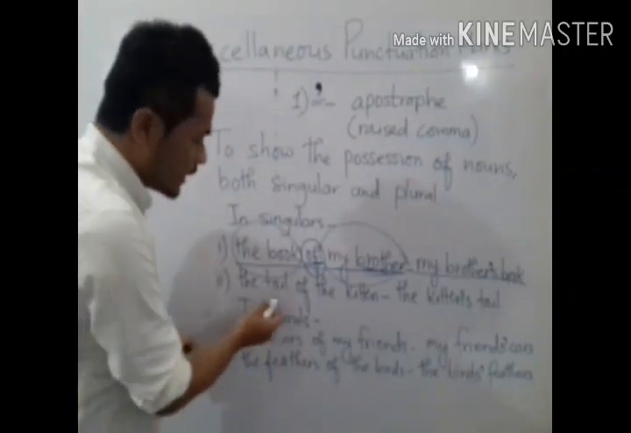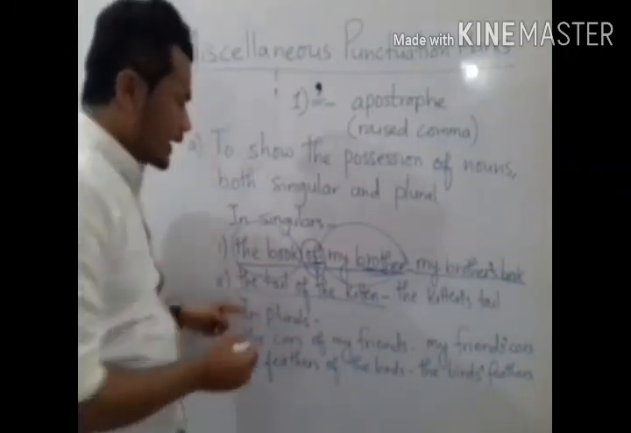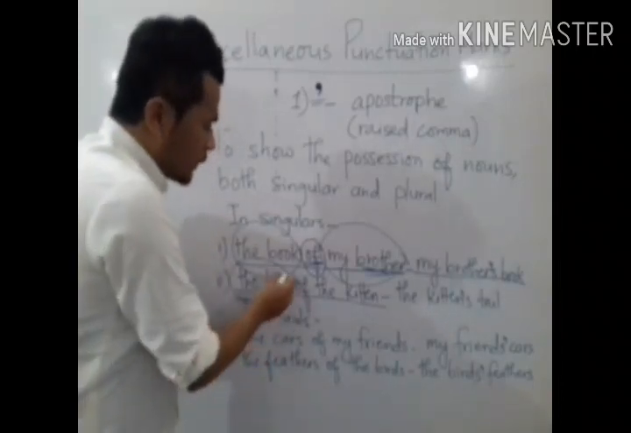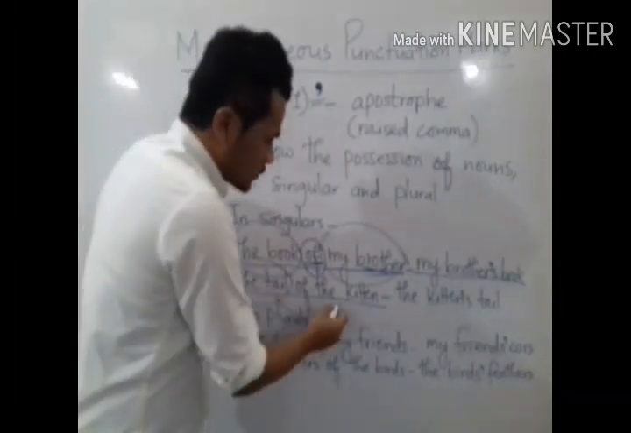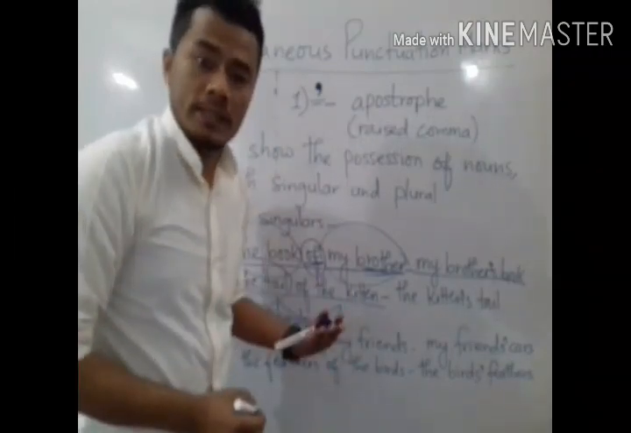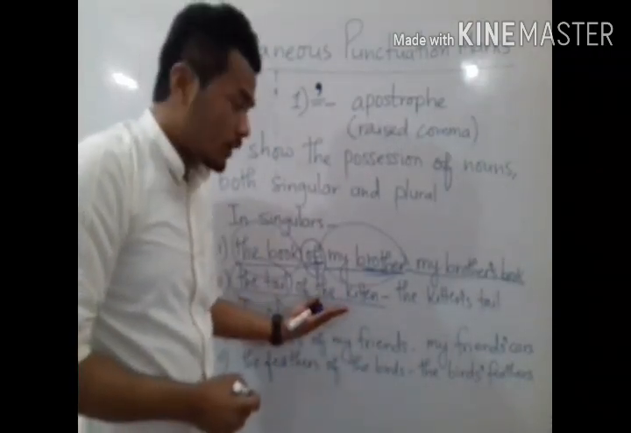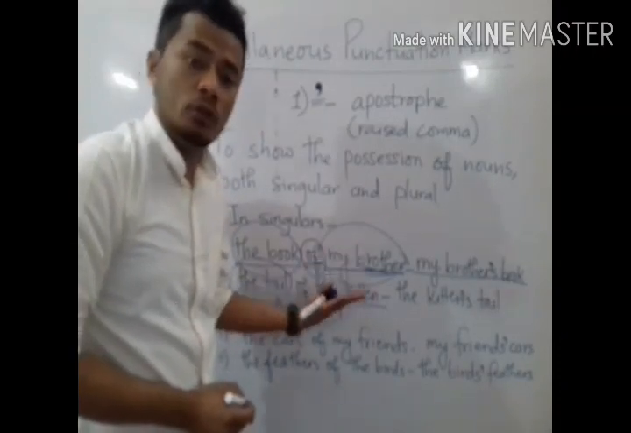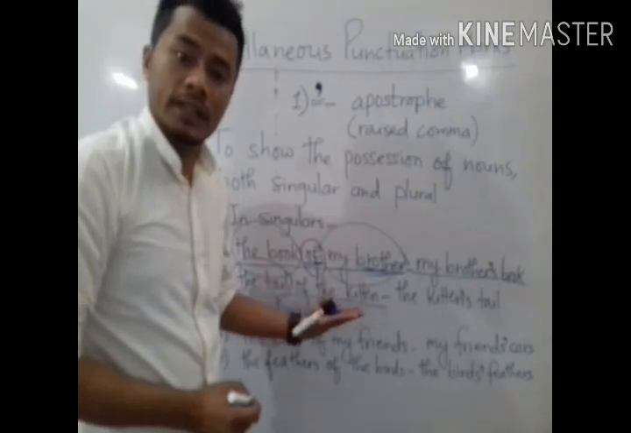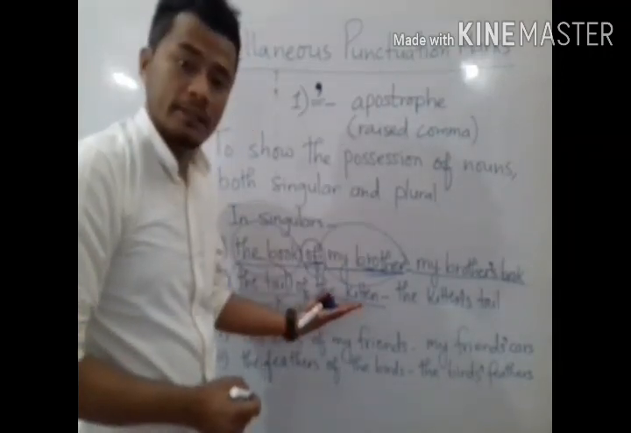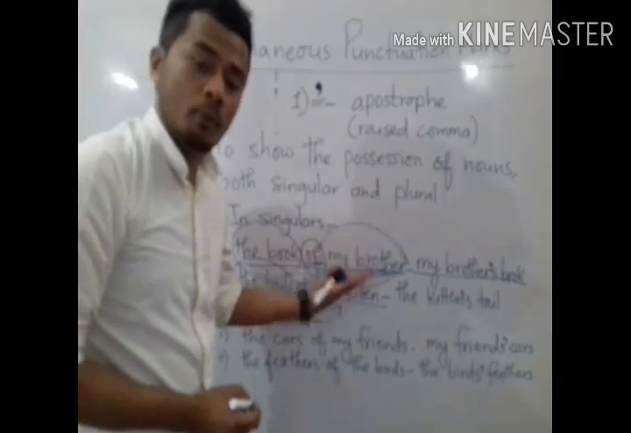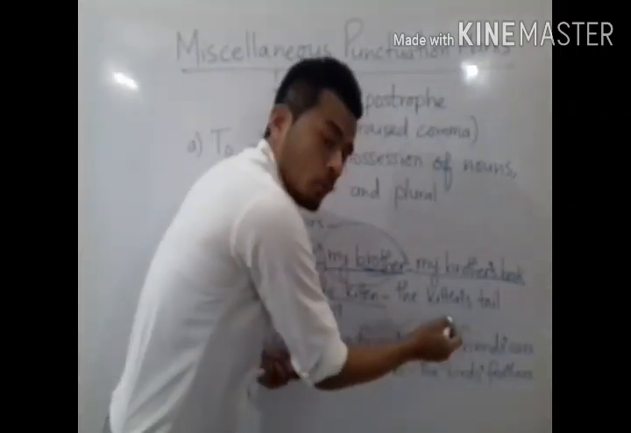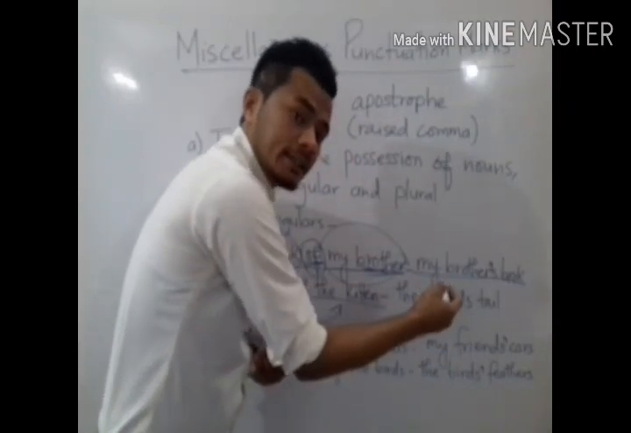Okay, in the same case here we can take another example, like the tail of the kitten. So here the tail belongs to the kitten. So here the noun which is possessing something is the kitten. So now here we have to show the possessive case of the noun kitten. That means I have to use apostrophe after the kitten, that is possessing something. The thing that it possesses is the tail. So I have to put apostrophe after the kitten.